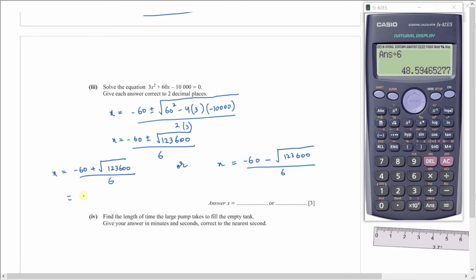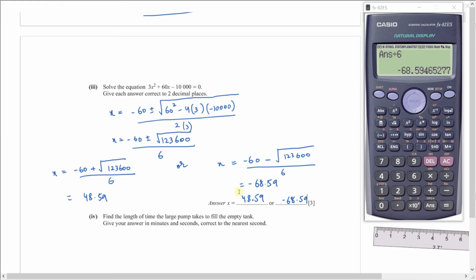So this x value here is 48.59, and this one will be minus 60 minus square root of 123,600 and then divide by 6. So this will be minus 68.59 up till two decimal places. So this is 48.59 and this one is minus 68.59.